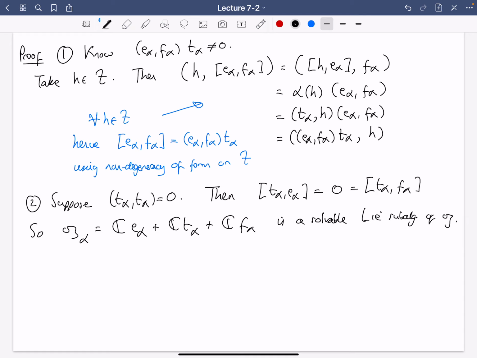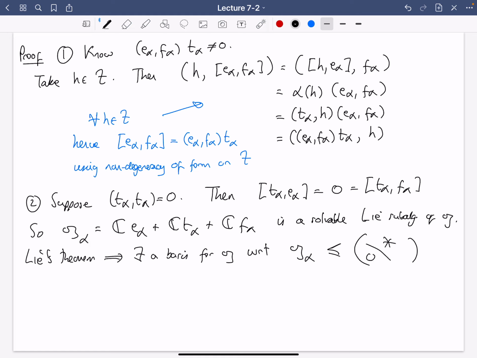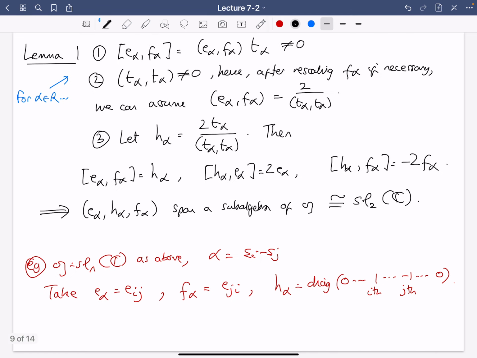But I'm going to use Lie's theorem now. It implies that you can find a basis for G with respect to which G alpha sits inside the upper triangular matrices. That's exactly Lie's theorem applied to this adjoint representation of this solvable Lie algebra. But then T alpha, which up to a non-zero scalar is the Lie bracket of E alpha and F alpha, right, by part 1, is non-zero, so T alpha is basically the bracket of E alpha and F alpha up to a scalar.